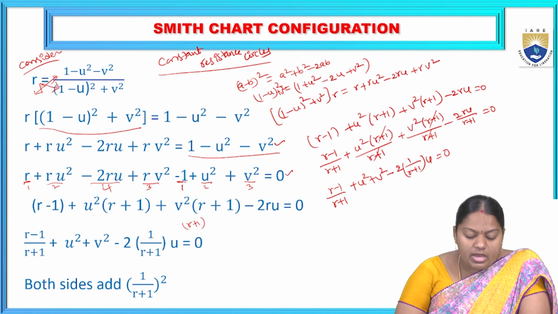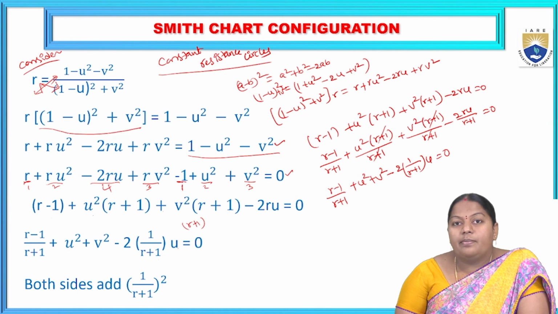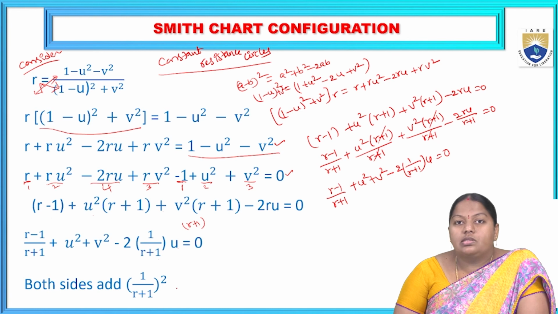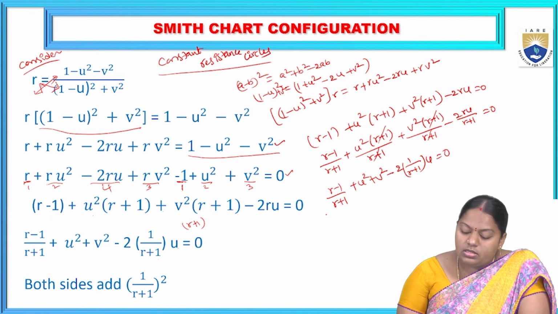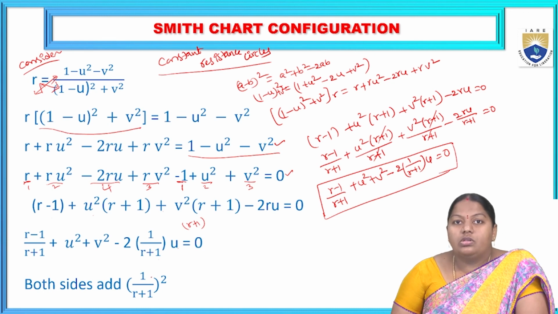(r minus 1)/(r plus 1) plus u square plus v square minus 2 into 1/(r plus 1) into u equal to 0. To write the circle equation, meaning x square plus y square equal to some constant square, we add 1/(r plus 1) whole square to both sides. Consider this the complete equation; to this equation we add 1/(r plus 1) whole square on both sides.